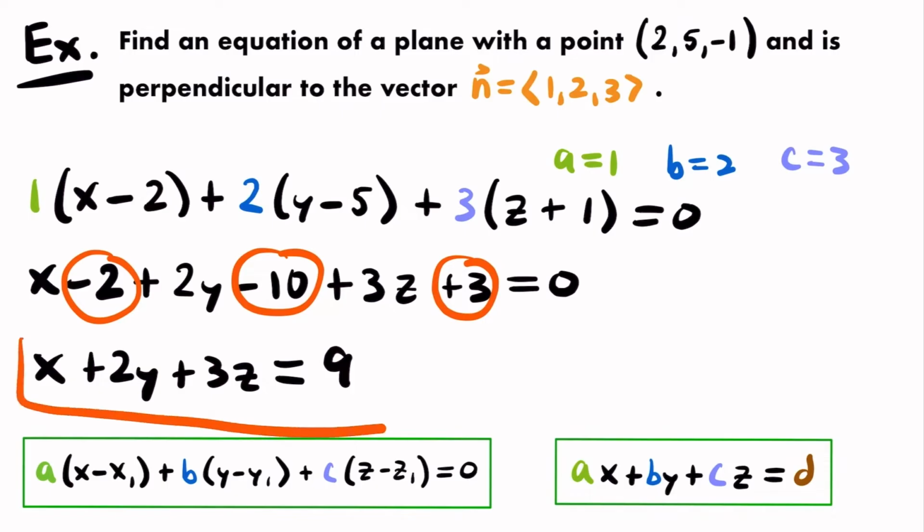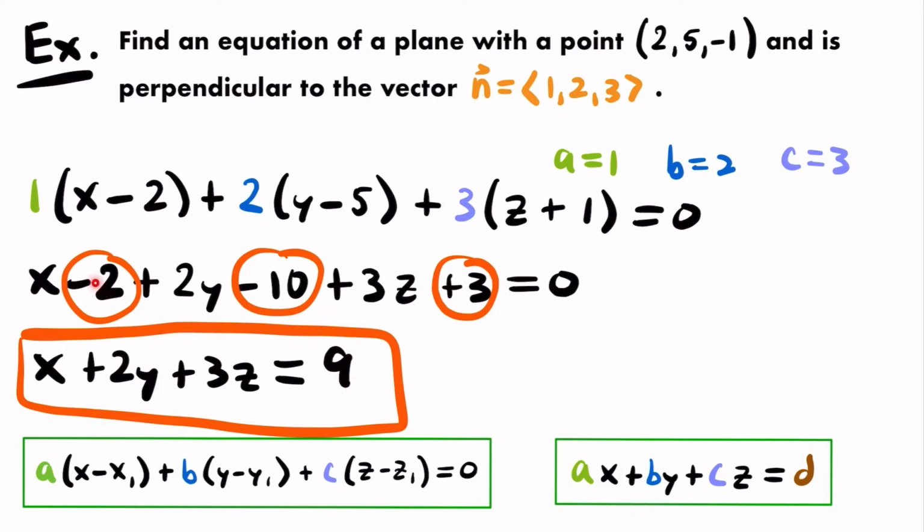All right, and this right here, x plus 2y plus 3z equal to 9, is an equation of the plane in this example that contains this point and is perpendicular to this normal vector. All right, and if you compare this equation to the general form of an equation of a plane, you can see that it matches up. We have a times x, which in this case is just 1 times x, so we just have x, plus b times y, in this case b was 2, so we have 2 times y, and then we have plus c times z, and c was 3, so we have 3z, and then we set it equal to some constant value, which in this case is 9.